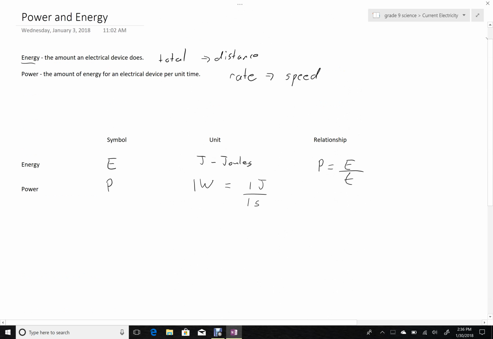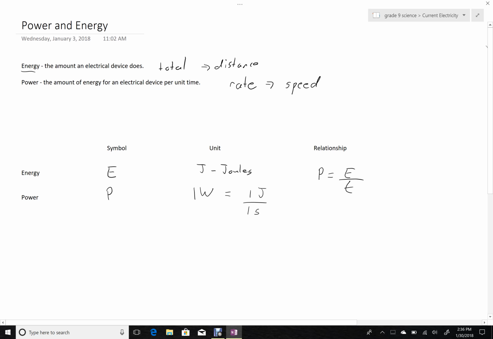So, power is how much work you're doing every second. Energy is the total amount of work done over a long period of time or a short period of time. And we use these symbols. And by definition, we get this definition that this equation, power is equal to the energy divided by time.